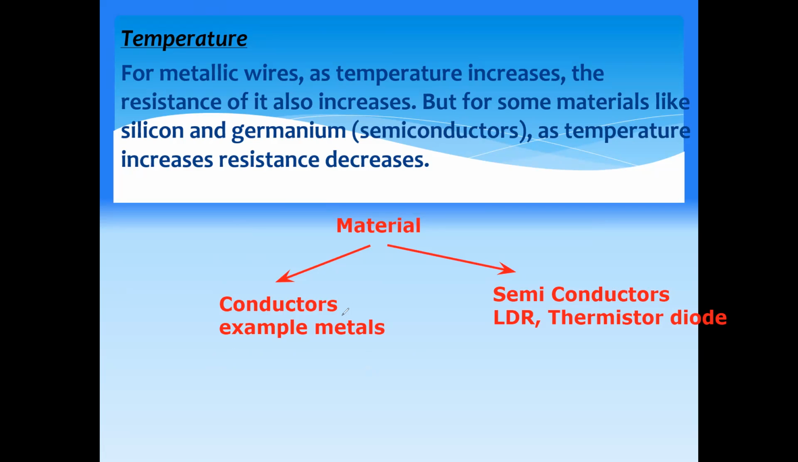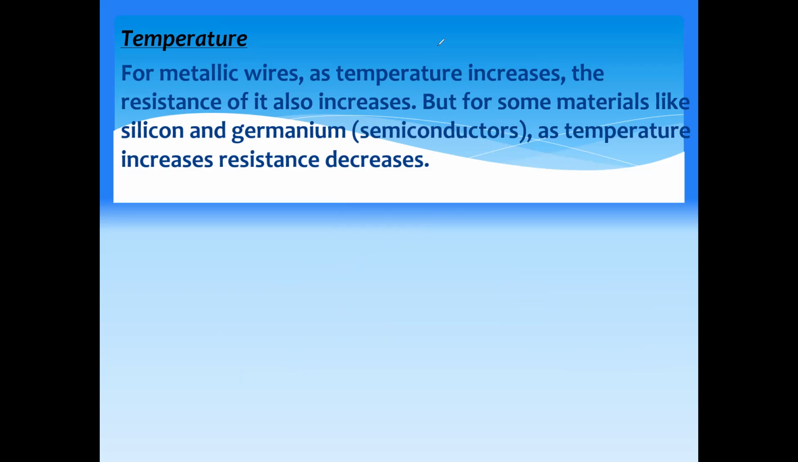So what is the relation between the temperature and resistance? For a conductor, temperature and resistance are directly proportional. But for semiconductors, temperature and resistance are inversely proportional. So for conductors, when they become hot, their resistance increases. But for semiconductors, when they become hot, their resistance decreases. So it depends on the type of the material. Not all materials' resistance increases with temperature. Some materials' resistance decreases with temperature.